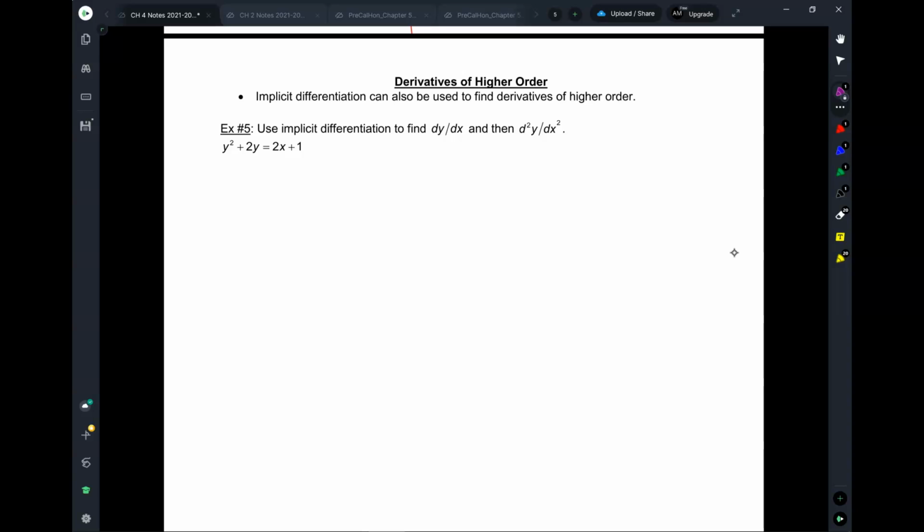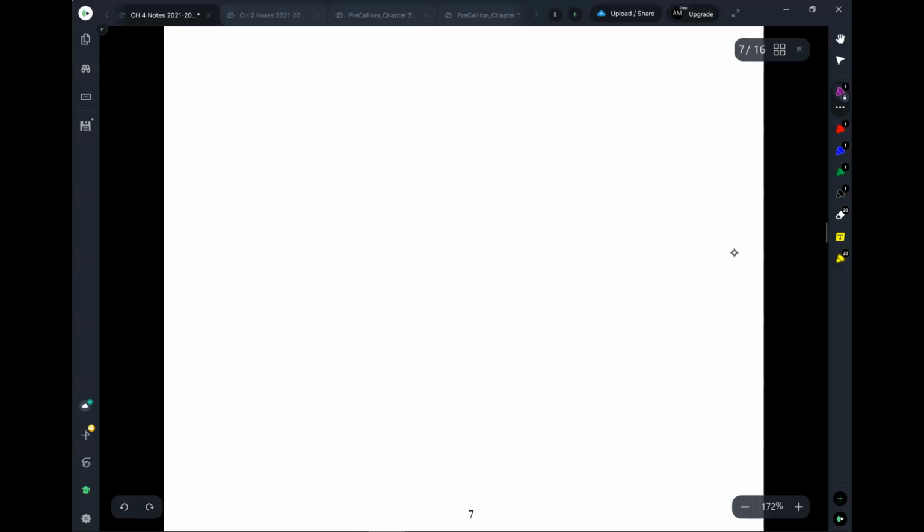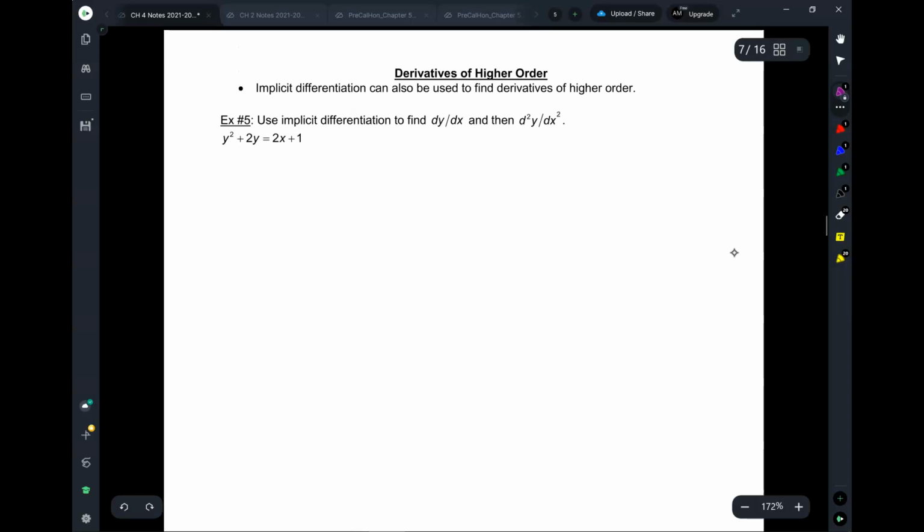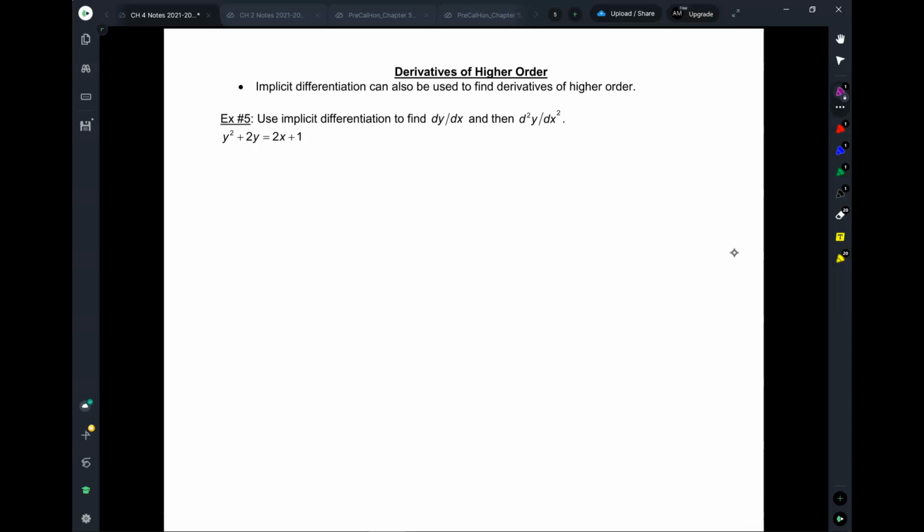Derivatives of higher order. What if you have to find the second derivative? Oh, okay. Well, let's see. Notice how there's a whole page left here? It's not going to take that much. All right. So look at this.